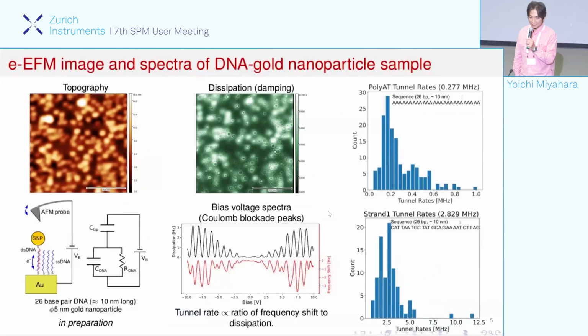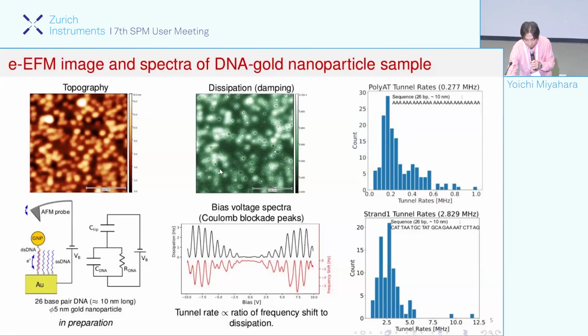So this is one example we already did in my lab. This is a gold nanoparticle, attached to the gold substrate with a double-stranded DNA, 26 base pair. It's a short DNA chain. So the purpose of this measurement is that we're interested in measuring the tunneling rate in this double-stranded DNA. This is the topography of the quantum dot, gold nanoparticles, 5 nanometer diameter. And this is the dissipation image. You can see a bunch of concentric rings, each of which corresponds to the single electron tunneling.